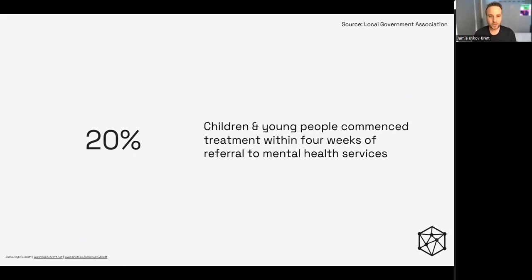20% of children and young people commence treatment within 4 weeks of a referral to a mental health service. Now, for context, the waiting list in the UK in some parts of the country is years long for young people being able to see mental health support services when it should be less than 16 weeks. Now, if you can imagine a young person who's in a mental health crisis having to wait that long to see support, it really puts in context how dangerous it is that only 20% are seen within the commencement of 4 weeks.